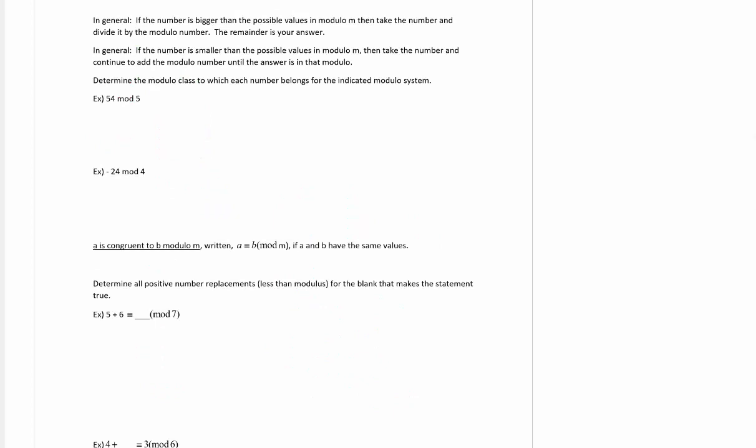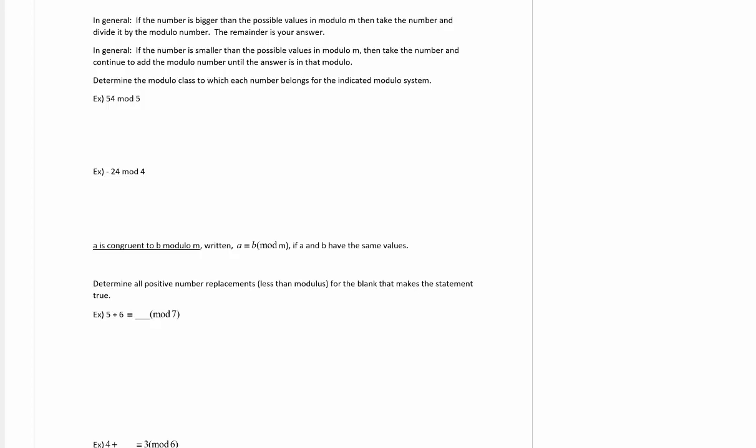Okay, so in general, if the number is bigger than the possible values in modulo M, then we can take the number and divide it by the modulo number. The remainder is your answer. In general, if the number is smaller than the possible values in modulo M, then take the number and continue to add the modulo number until the answer is somewhere in the modulo. So let's take a look at an example of each.